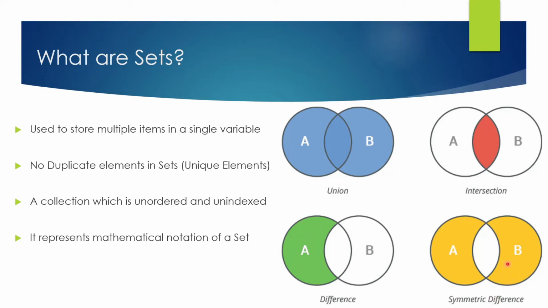And symmetric difference is the opposite of it. Whatever the common values are will be left out, and A and B will give you the remaining values. If it is kind of confusing right now, do not worry. We have written each and every program for union, intersection, difference, and symmetric difference, so it will be easier for you to understand.